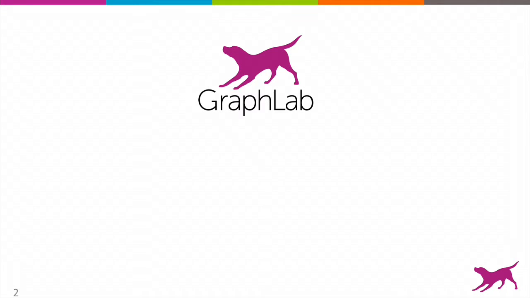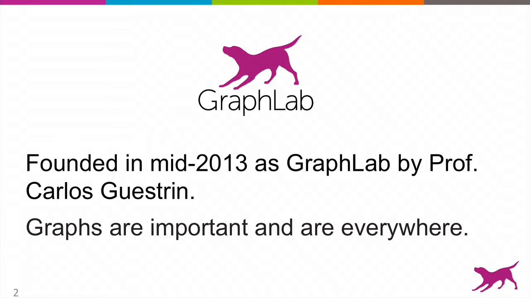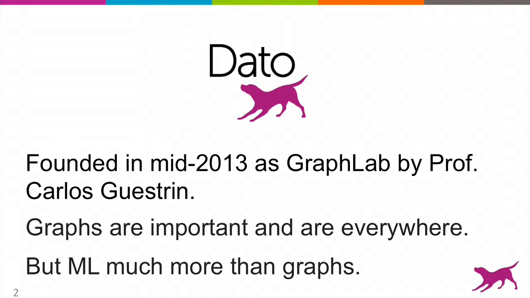OK, so how many of you have heard of GraphLab? OK, good. It was founded in mid-2013, and was called GraphLab by Carlos Guestrin, my advisor at the time. It's because graphs are important and everywhere. Everyone wants to be able to do something with graphs, but graphs are hard, right? But machine learning is much more than graphs, right? So we ended up expanding. We do a large amount of all kinds of machine learning, deep learning, recommender systems, and so on. And so the name does not work quite well anymore. And so we renamed to Dato in January this year.